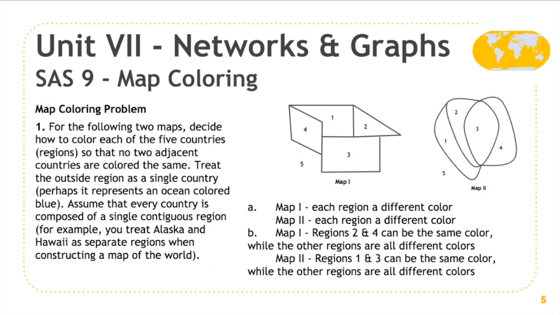There's also C, map 1, regions 2 and 4 can be the same color, while the other regions are all different colors. In map 2, regions 1 and 3 can be the same color, and regions 2 and 4 can be the same color, and region 5 has to be a different color from all the others. If you look carefully, 2 and 4 are really not touching.